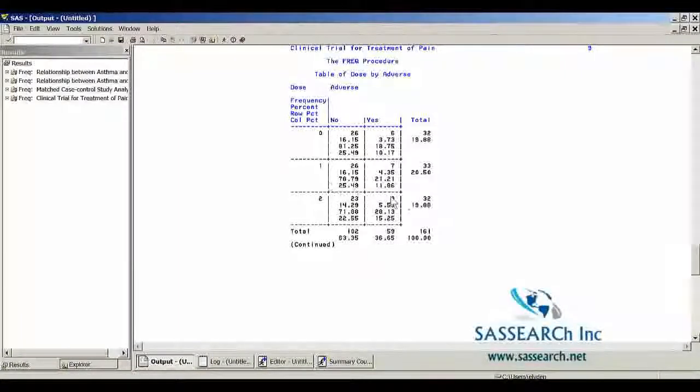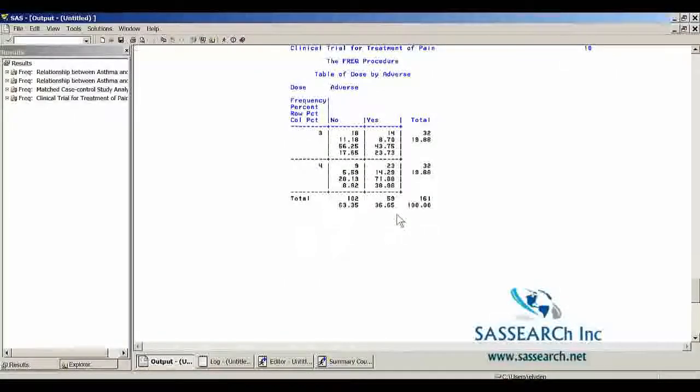At dose level 1, 21% of the subjects had an adverse reaction. At dose level 2, 28% of the subjects had an adverse reaction. So again, I'm focusing on the row percentages here. And notice then at dose level 4, we have about 72% of the subjects who had an adverse reaction, 23 of the subjects out of 32. So if we look at these row percentages, we see that they appear to be increasing linearly.